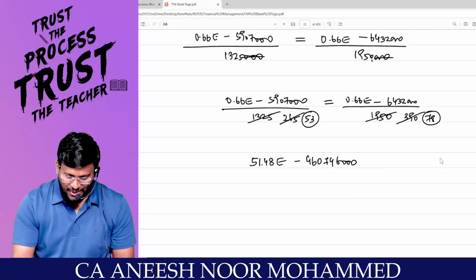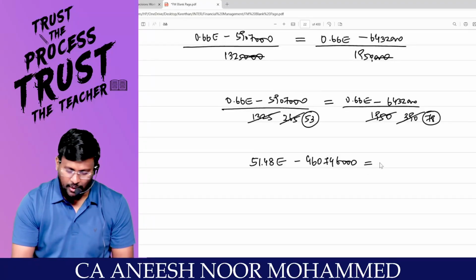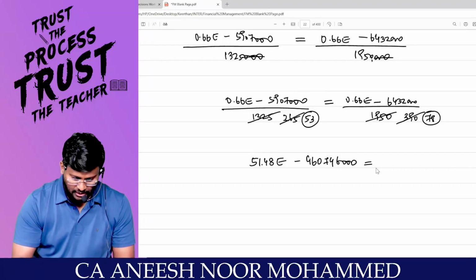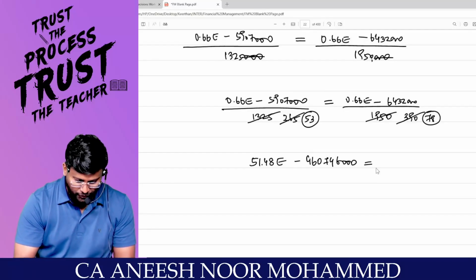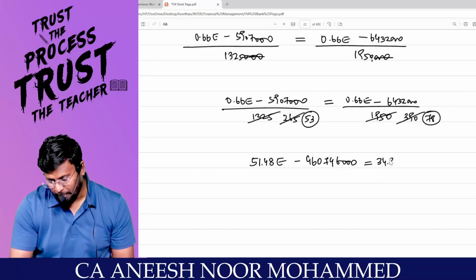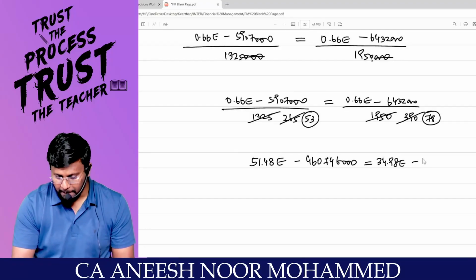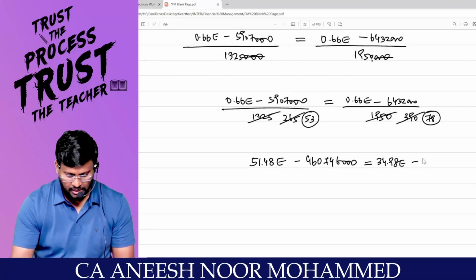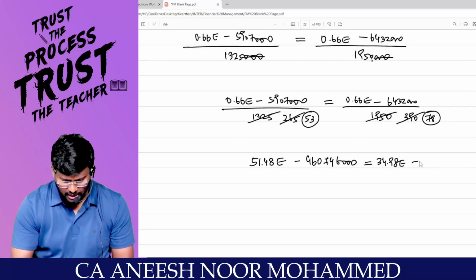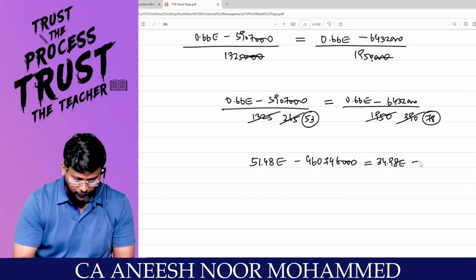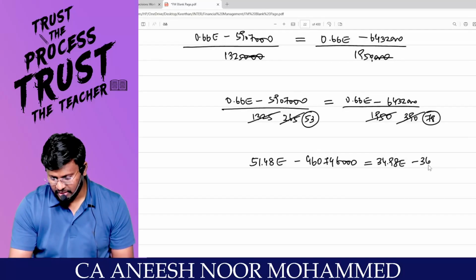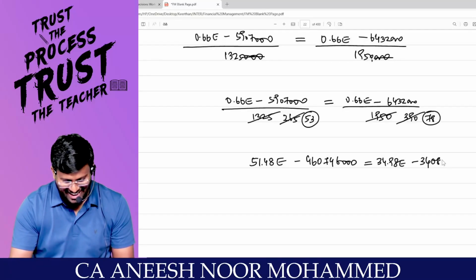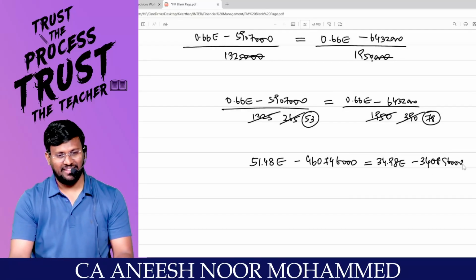Leave it. So we have done it. It should be equal to, sir, 0.66 into 53 comes to 34.98 E, minus 64 lakh 32,000 into 53 comes to 34 crore 8 lakh 96,000.